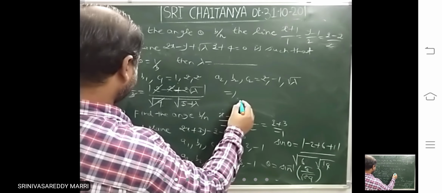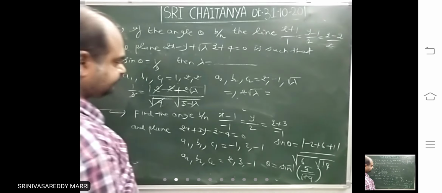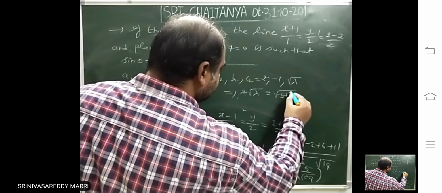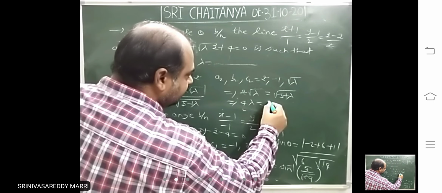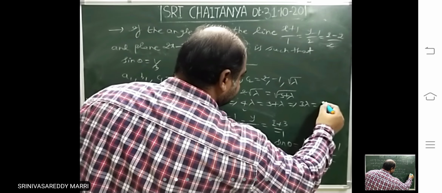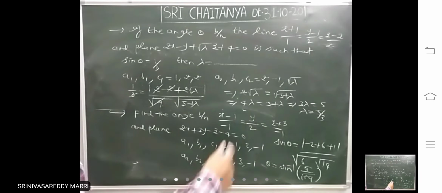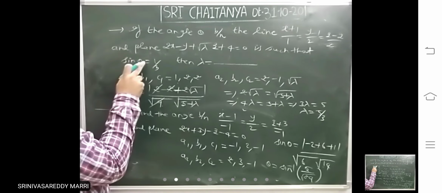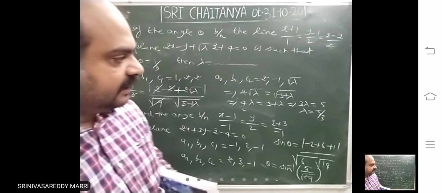So therefore that implies 2 root lambda equal to root of 5 plus lambda. Squaring on both sides, 4 lambda equal to 5 plus lambda. That means 3 lambda is nothing but 5, so lambda is 5 by 3. Like that, he will give the line, he will give the plane, and then he will give the angle. Just write the sine theta formula, then you will get the value of lambda.